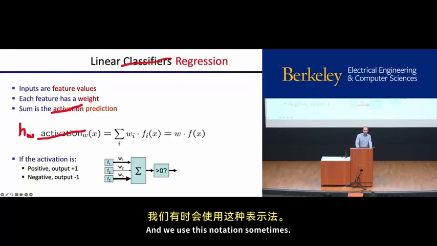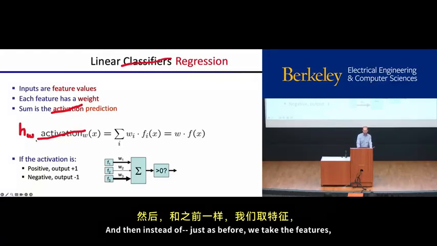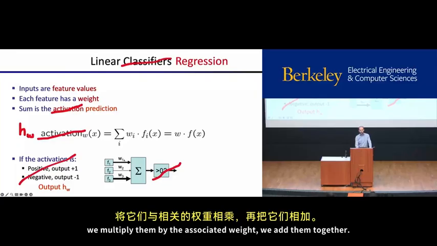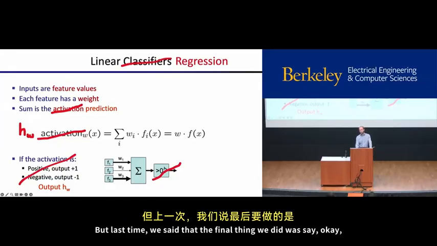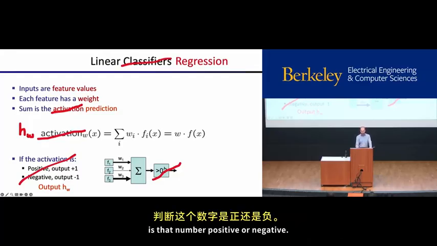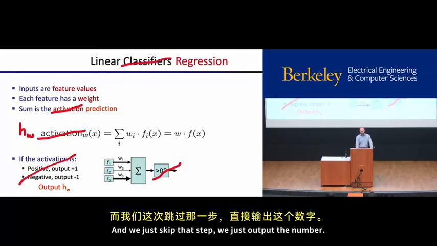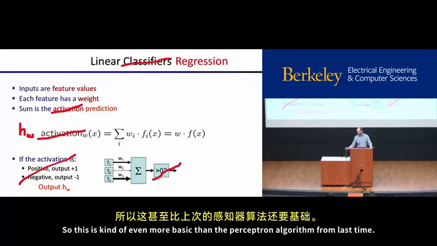And we use this notation sometimes. So this depends on the weight vector W. And just as before, we take the features, we multiply them by the associated weight, we add them together. But last time, we said that the final thing we did was say, okay, is that number positive or negative? And we just skipped that step. We just output the number. So this is kind of even more basic than the perceptron algorithm from last time.